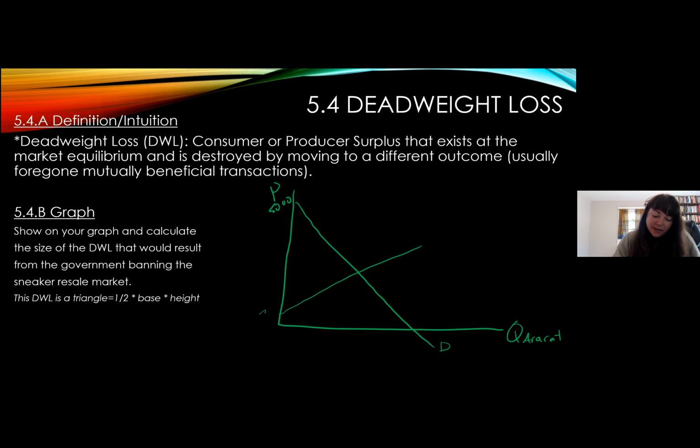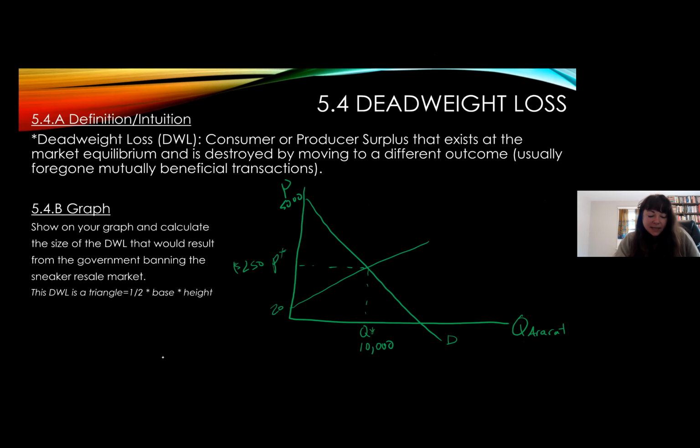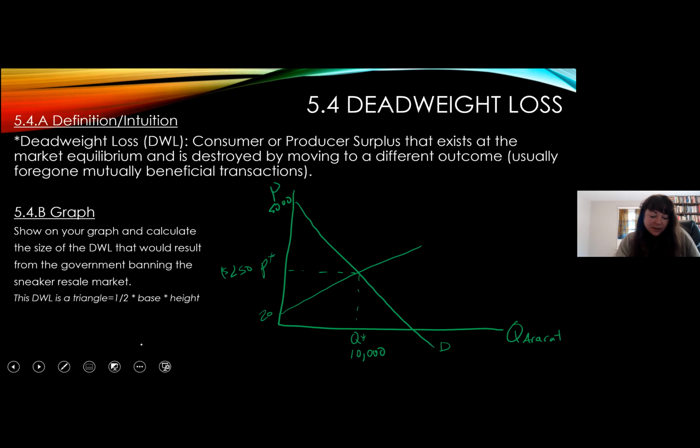Supply started at 20. That was the supply choke price and the demand choke price. Q star was 10,000 and P star was 250, although we don't actually need that information right now. What happens if the government bans the sneaker resale market?